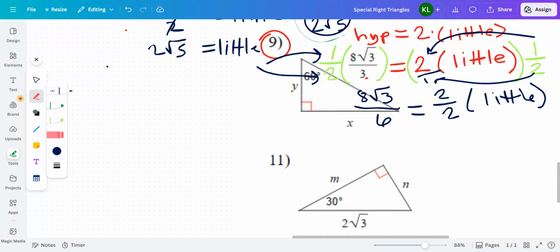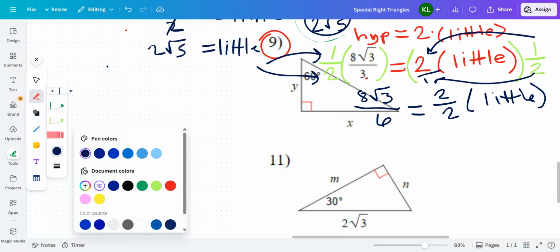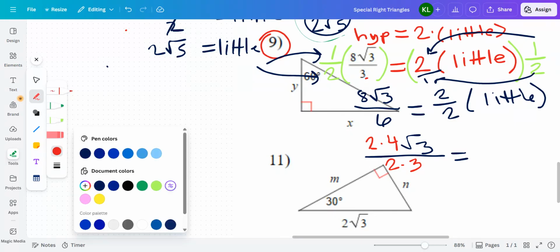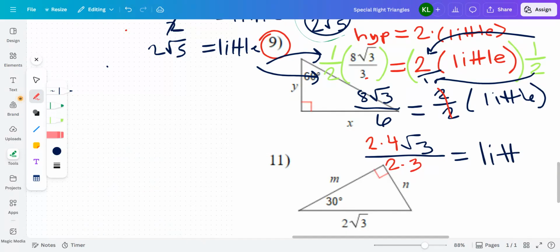Over on the left-hand side, I have 8 square roots of 3 divided by 6. 8 and 6 both share a greatest common factor of 2. So let's break it down, and I'm going to show you that the GCF is 2. So 2 times 4 is the same thing as 8, and 2 times 3 is the same thing as 6. I'm going to switch colors again to write everything else out. Over here on the right-hand side of the equal sign, 2 divided by 2 is 1. So that's going to simplify to 1, and then we've got our little leg all by itself.